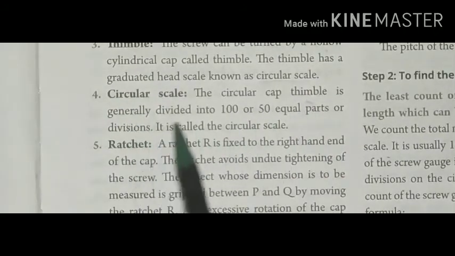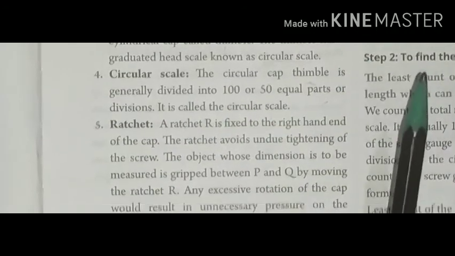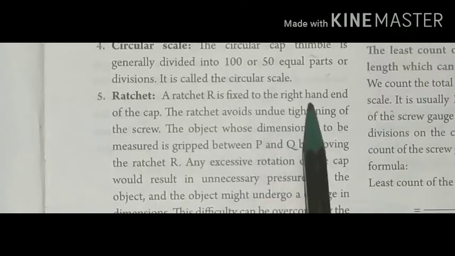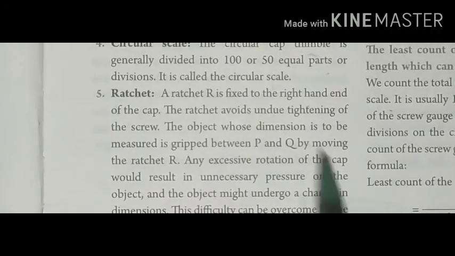The circular cap, the thimble, is generally divided into 100 or 50 divisions, which is known as the circular scale. Ratchet. A ratchet R is fixed to the right end and it is used to avoid over-tightening of the screw. The object whose dimension is to be measured is gripped between P and Q by moving the ratchet. Okay, it is known as the ratchet.